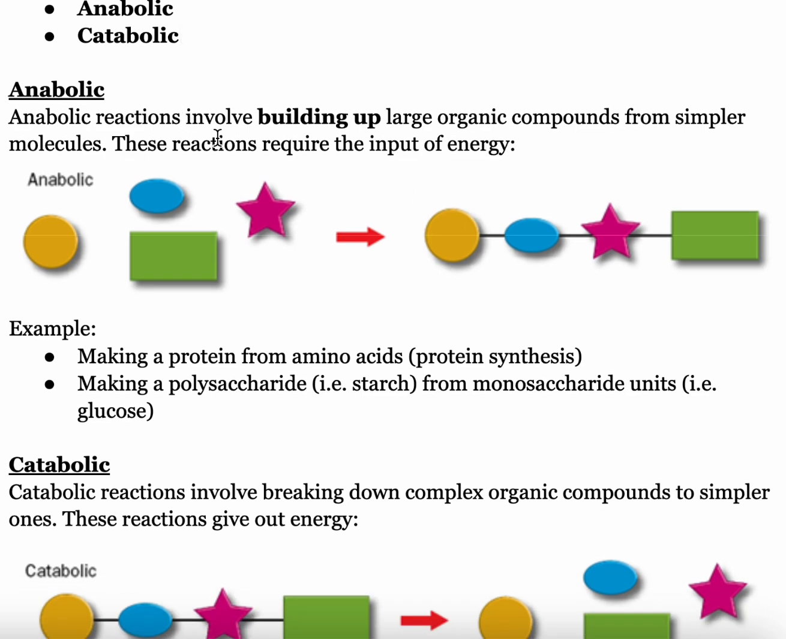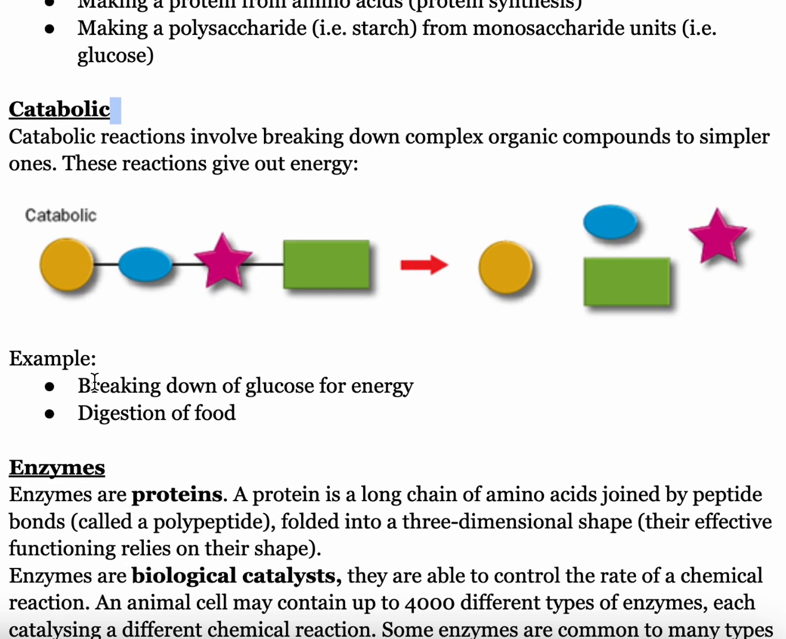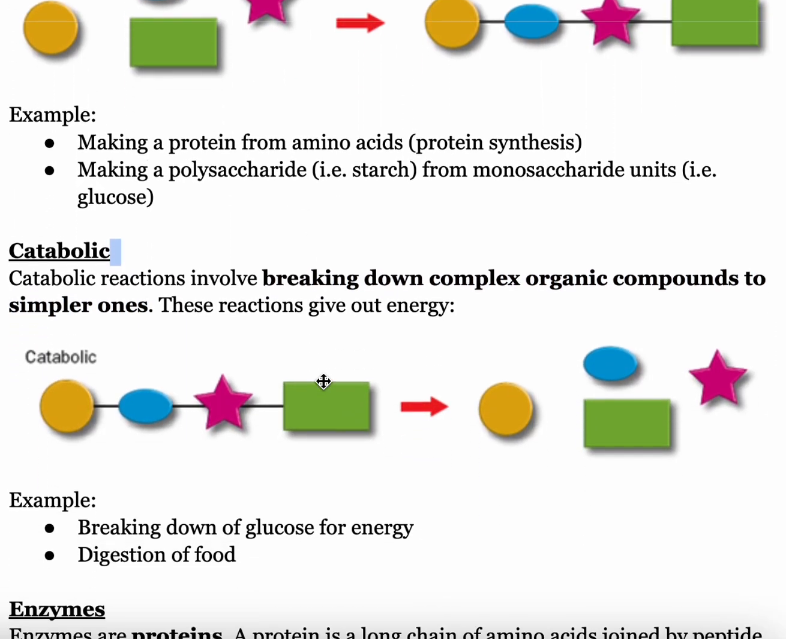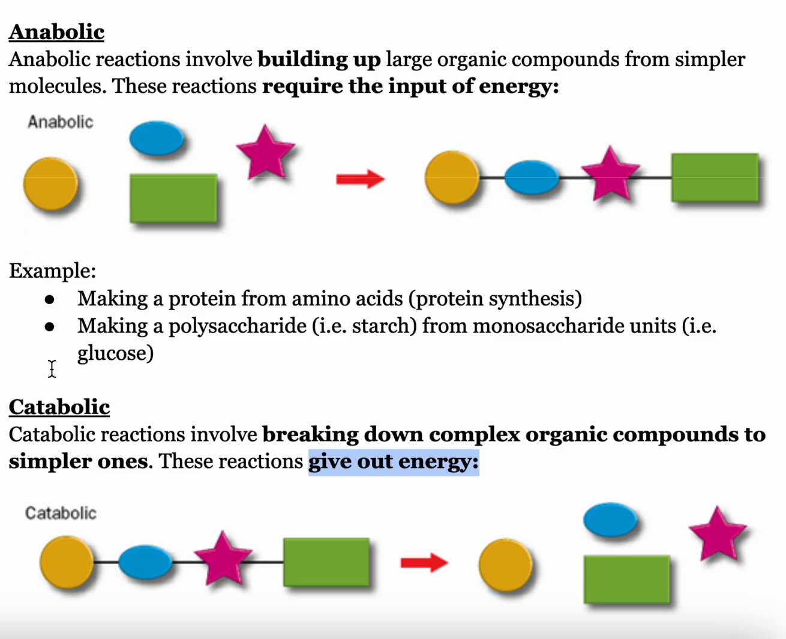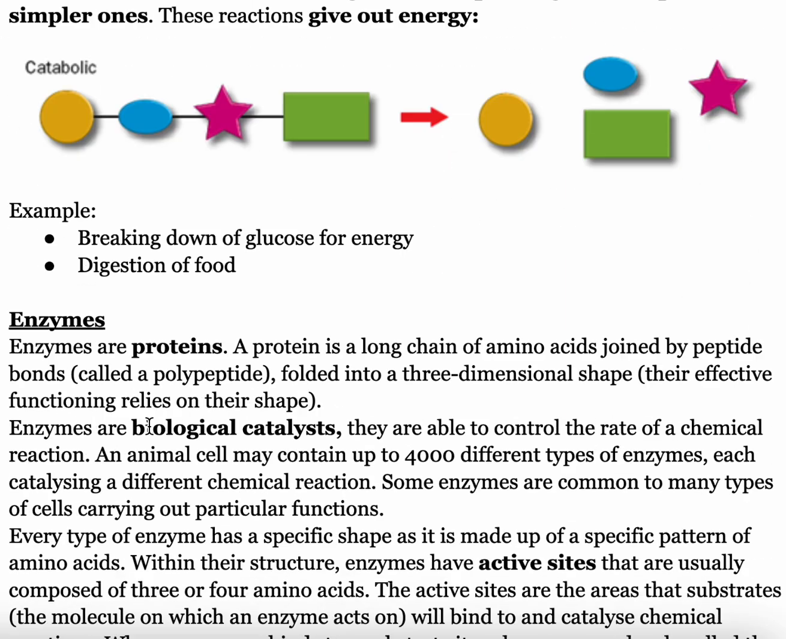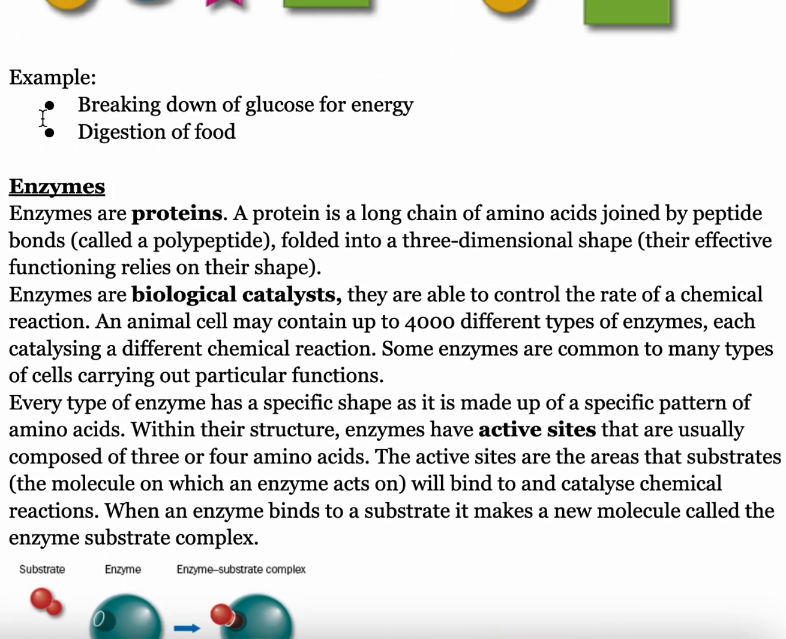Anabolic is building up large organic compounds from simpler molecules. These actually require an input of energy. So these are some examples. Catabolic involves breaking down into simpler ones, and these will give out energy. So cata breaks, ana forms. These are some examples.